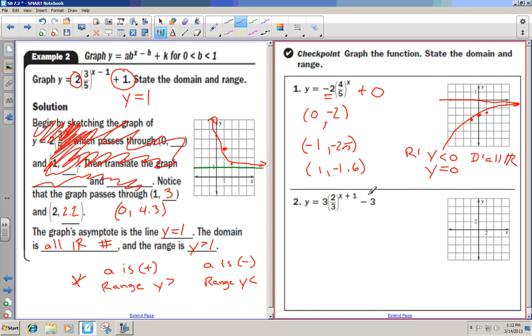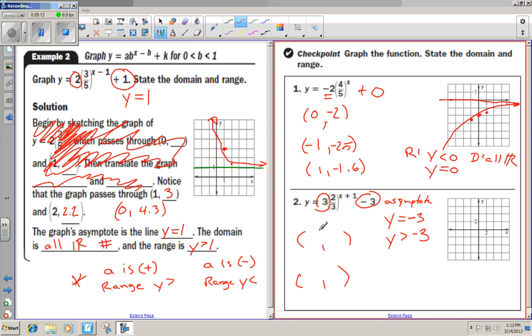Checkpoint number 2. This, please remember, is the asymptote. So the asymptote is y equals -3. The range is y something -3. It's a. If a is positive, y is greater than. So we're going to have a graph that then is coming down towards the asymptote. Come up with a couple points.